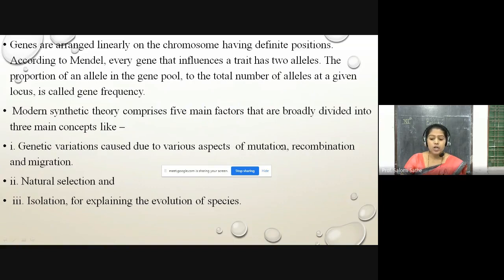What causes it? Mutation, that is a sudden change; recombination, where two characters combine again and the combination is repeated; and migration, transfer from one place to another place. Okay, migration. Second, natural selection. The second concept is natural selection, and the third one is isolation, for explaining the evolution of species.